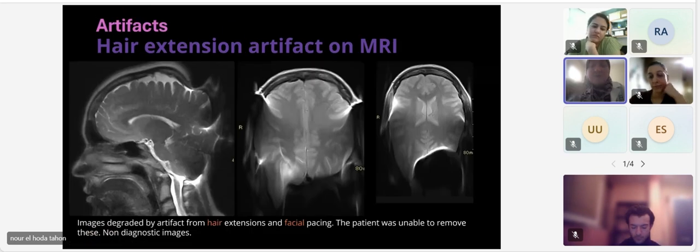Another artifact that we start to see here in the US, maybe I didn't see before, maybe because they start to innovate and have a lot of hair extensions, facial piercings, makeup, some eyeliner or something. A lot of these contain nickel or titanium. I don't know which component exactly, but it causes a lot of artifacts for us. And some patients refuse to remove the hair extension, or refuse to remove the things that they have, and unfortunately the images are non-diagnostic. We cannot say anything about this. So I also want you to be familiar with this.